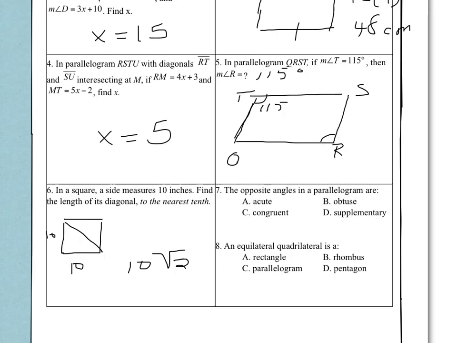Question number 7, opposite angles in a parallelogram are congruent. And for number 8, an equilateral quadrilateral is, well, all sides are congruent. For a quadrilateral, it would have to be a rhombus.